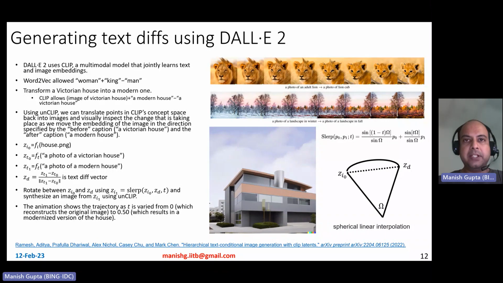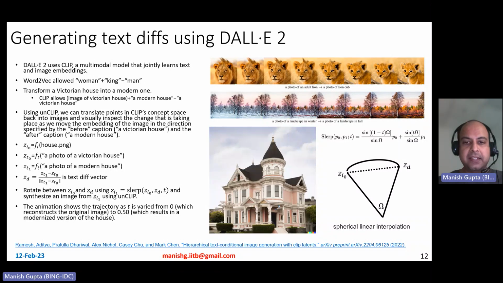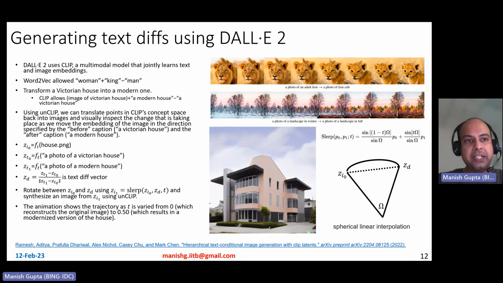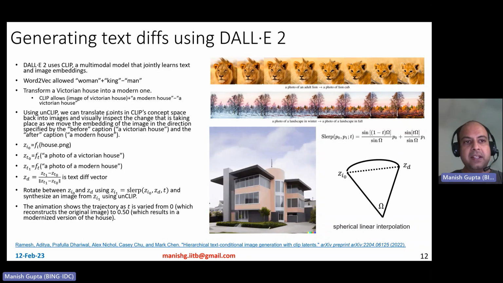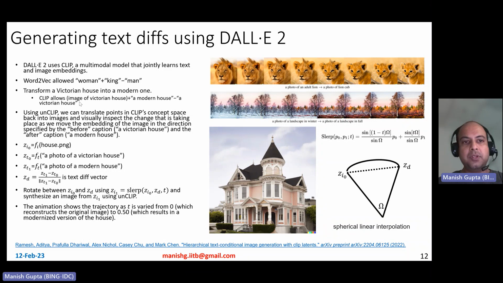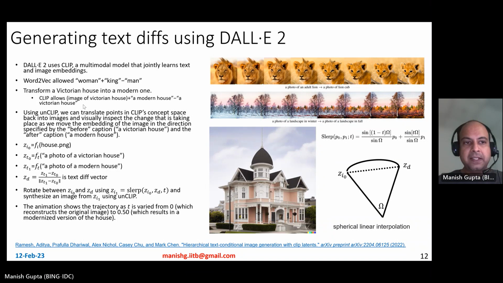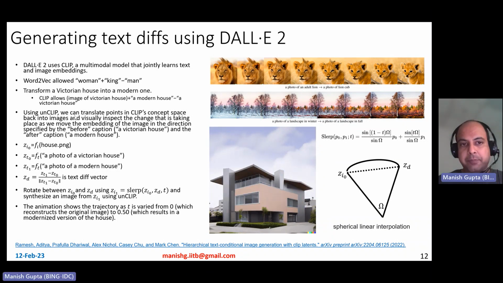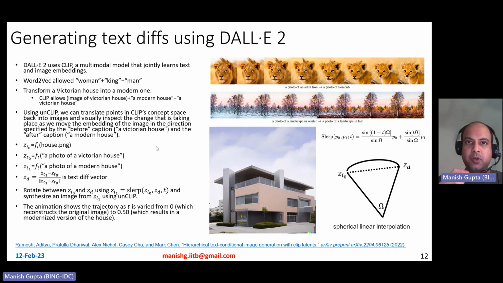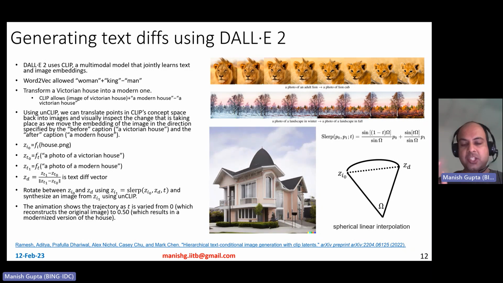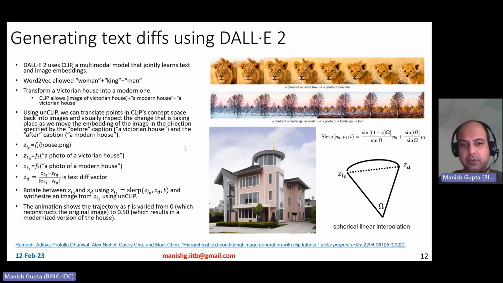This is all possible because DALL-E 2 uses CLIP, a multimodal model that jointly learns text and image embeddings. Remember, Word2Vec enabled you to do analogy relationships like woman plus king minus man. In the same way, CLIP embeddings allow you to do such vector arithmetic between image vectors as well as text vectors. Using unCLIP, we can translate points in CLIP's concept space back into images and visually inspect the change that is taking place as we move the embedding of an image in the direction specified by the before caption, a Victorian house, and the after caption, in this particular case, a modern house.